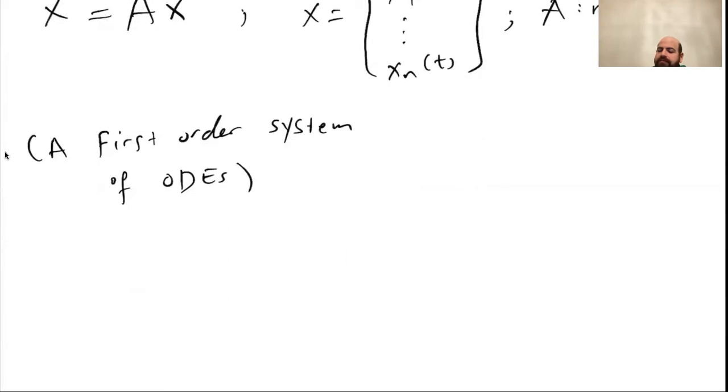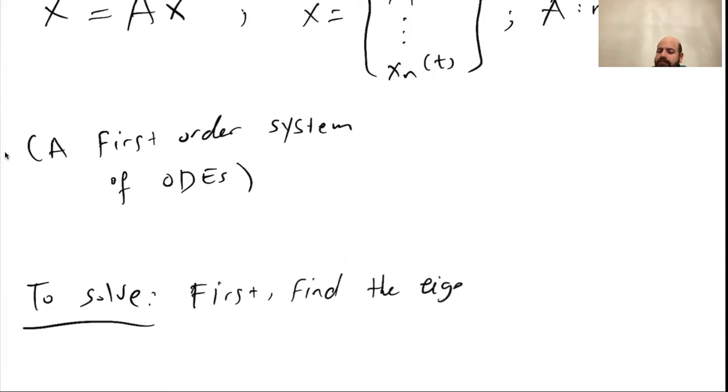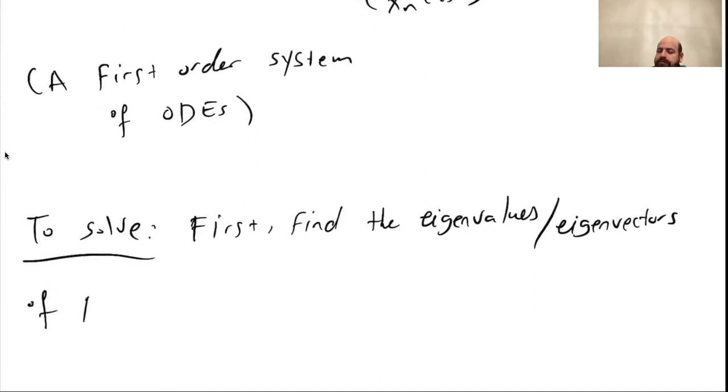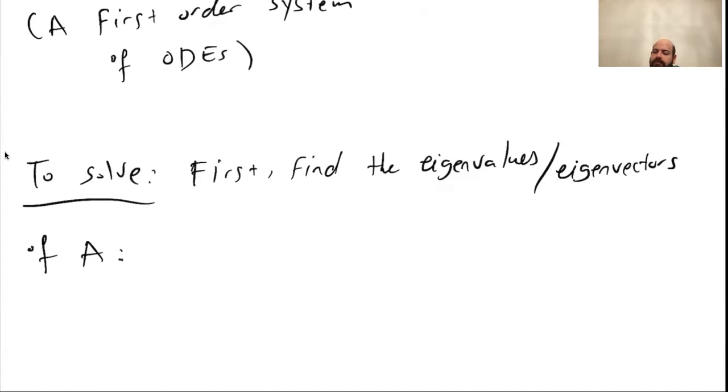And to solve this system, if you remember, first we had to find the eigenvalues and eigenvectors of A. And how did we find eigenvalues, eigenvectors? So if we solve for determinant of A minus lambda I equals 0, then the roots will be the eigenvalues.